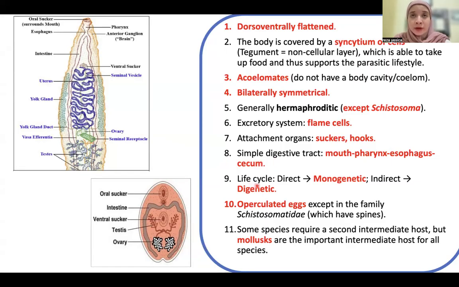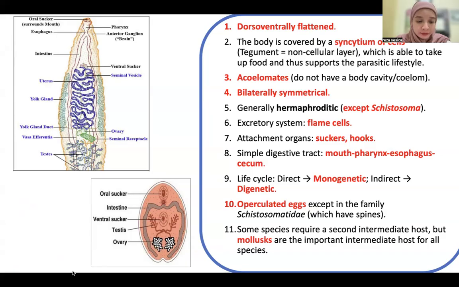And there are two kinds of life cycles. The first one is the direct life cycle, and it belongs to Monogenea and Aspidogastrea. The indirect life cycle belongs to the Digenea order. And commonly, they have an operculated egg, except the family Schistosomatidae, which have a spine in their egg. And the last one, some species require a second intermediate host, but snails are the most important intermediate hosts for all species.